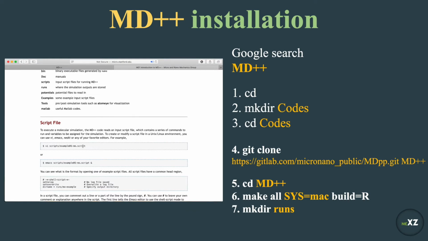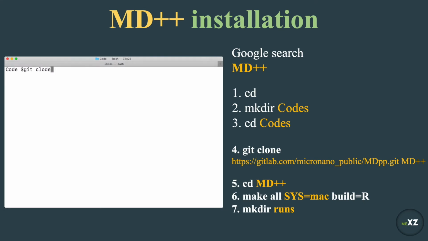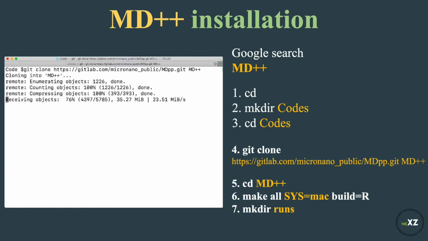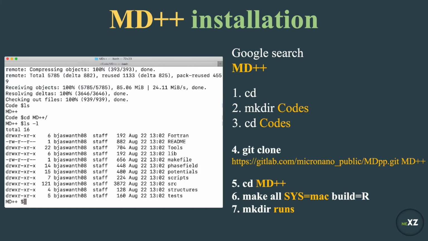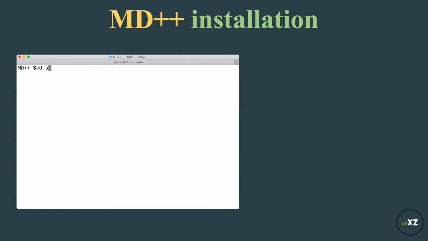So now I do the git clone so that I can install the tar file from GitHub. So I clone mdpp.git into the md++ folder. Now I go to the md++ folder. In the md++ folder, you can see there are different directories. The directories are represented by D. There are scripts, tools, source, and all the different directories.